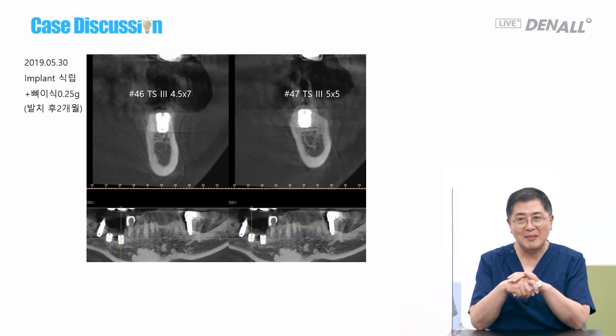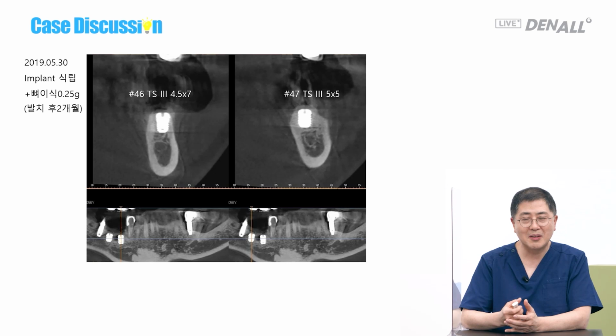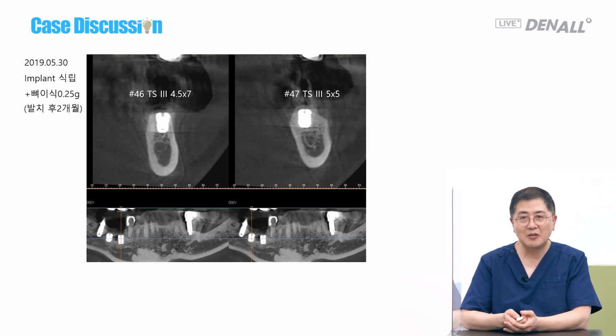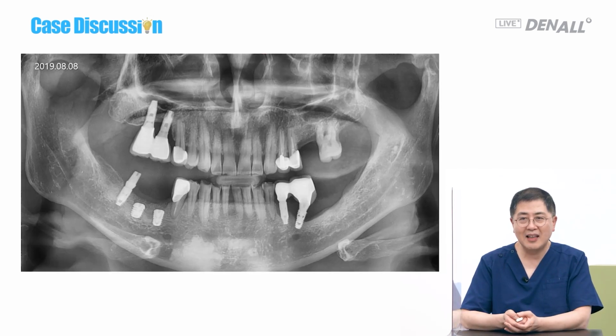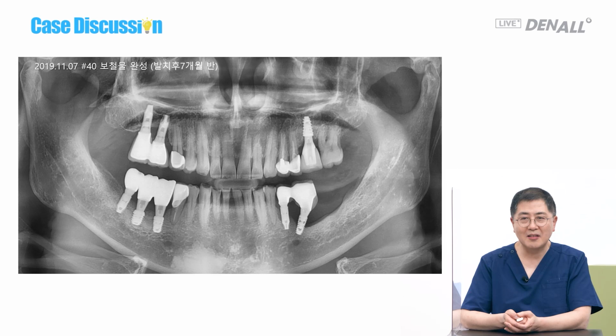I didn't form the bone sufficiently, so I used the short 5x5 and 4.5x7 implants. I'm not very skilled in forming bone, so I used short implants and put them in bone. In conclusion, abutments were connected and prostheses were completed.